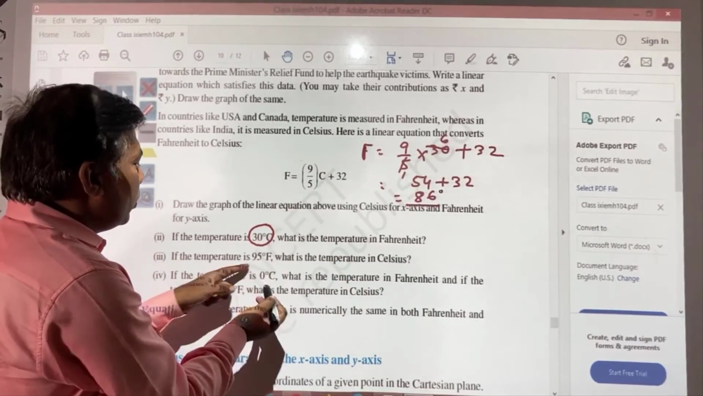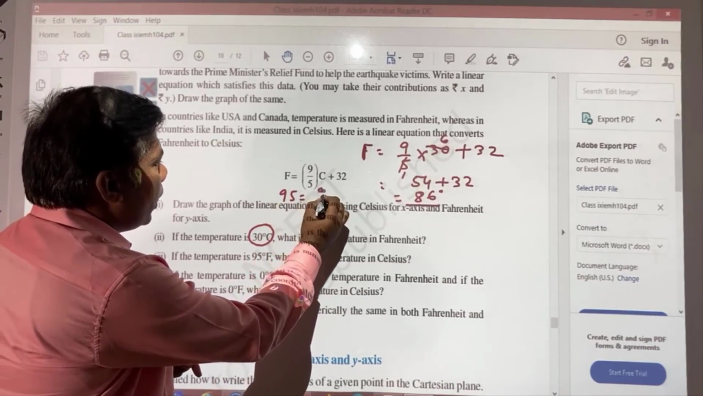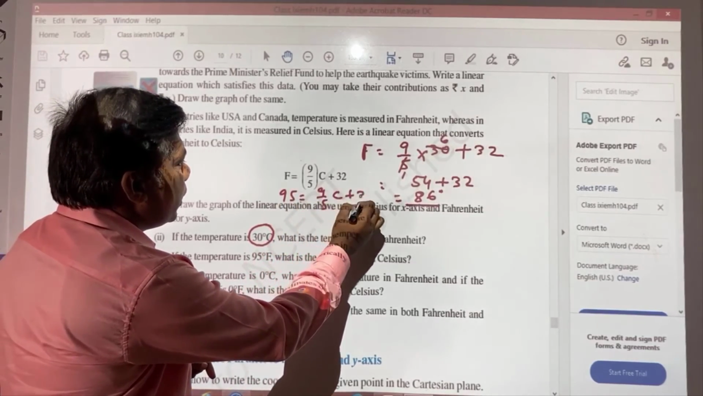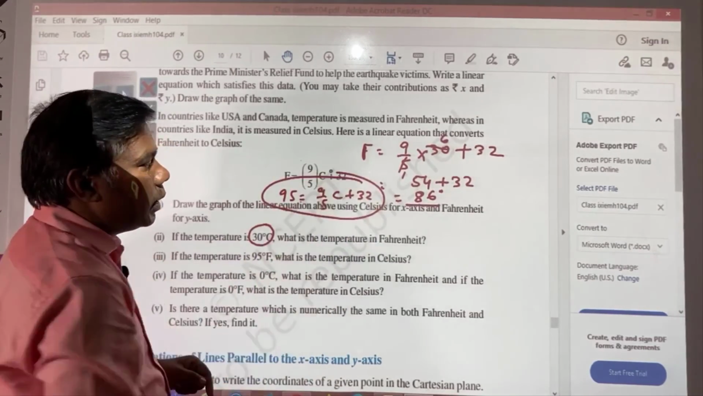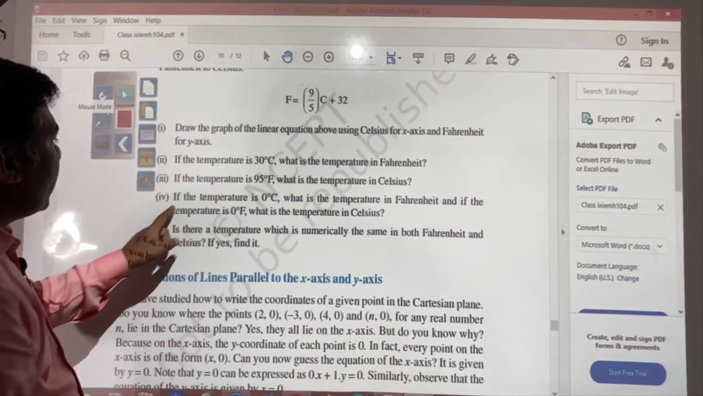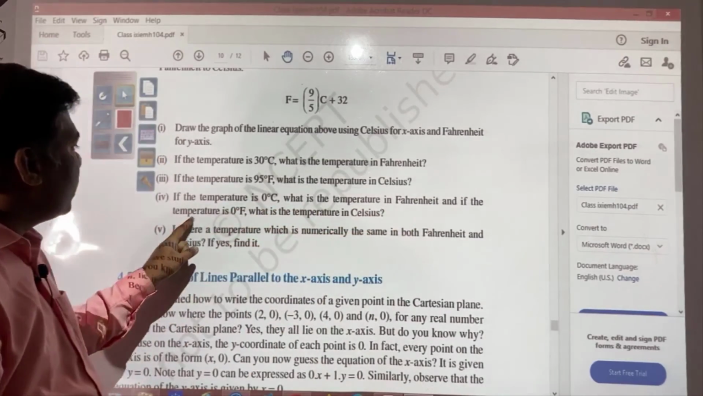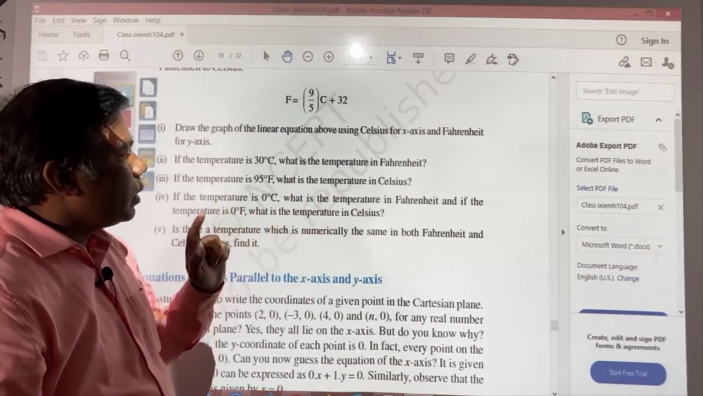If the temperature is 95 degrees Fahrenheit, what is the temperature in Celsius? You just need to put the value. Here you write 95 is equal to 9 by 5C plus 32, and simplify this, you will get the answer. Then you have, if the temperature is 0 degrees Celsius, what is the temperature in Fahrenheit? And if the temperature is 0 degrees Fahrenheit, what is the temperature in Celsius?